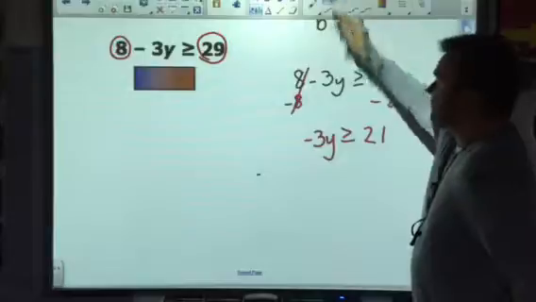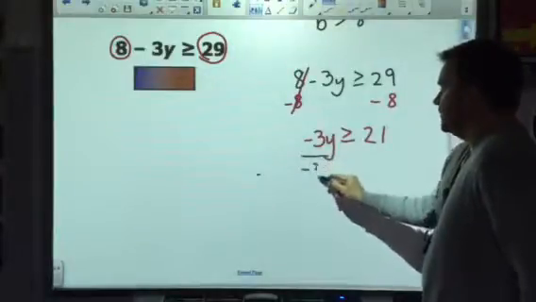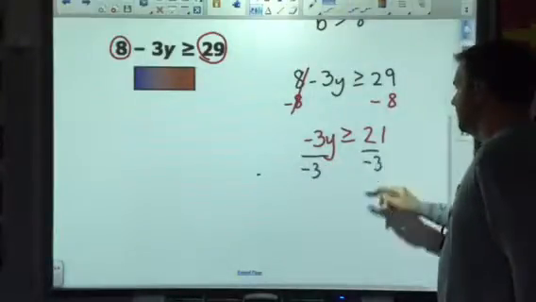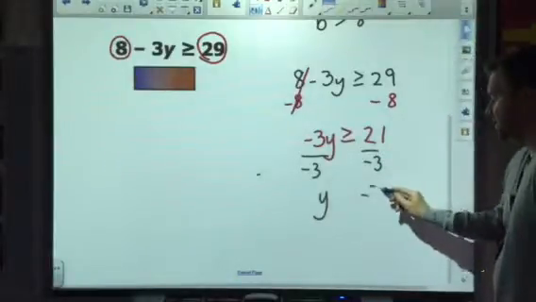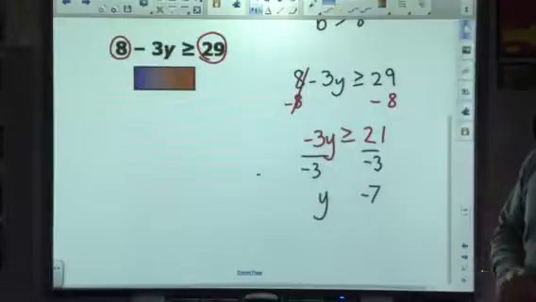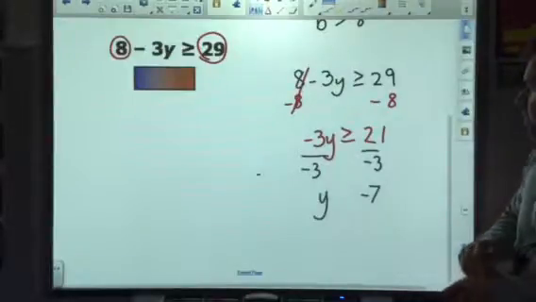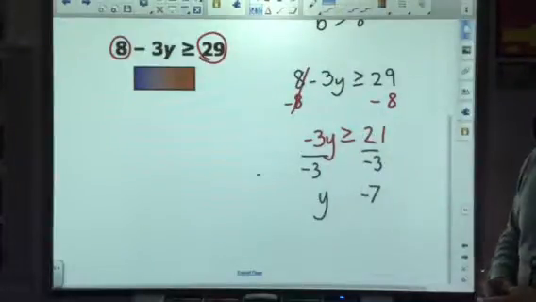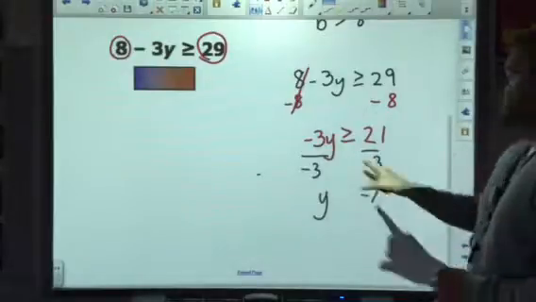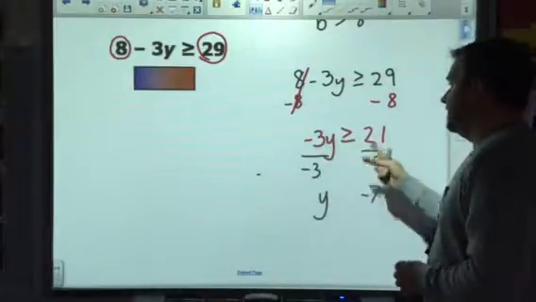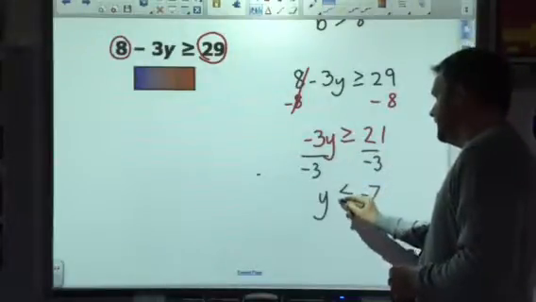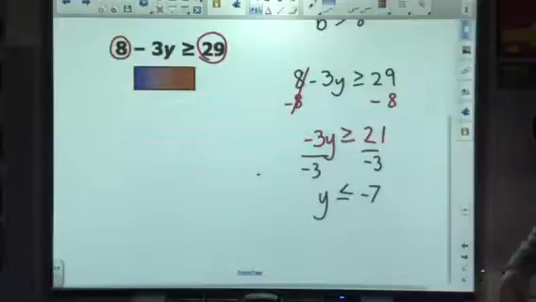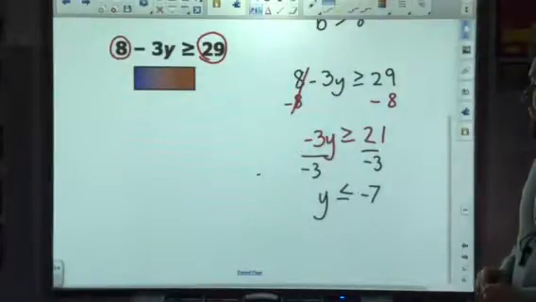You'll notice that you have to divide both sides by negative 3. Divide by negative 3, and we're left with y. And on this side, we're left with negative 7. And we have to go back and think about, okay, what is the rule for keeping the sign the same or changing the sign? Since we divided both sides by a negative, that's going to make us reverse our sign. So our sign is going to get flipped. So we're left with y is less than or equal to negative 7.